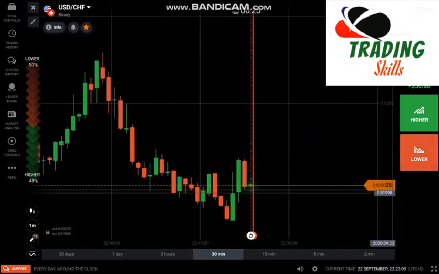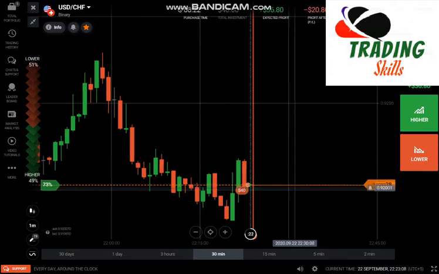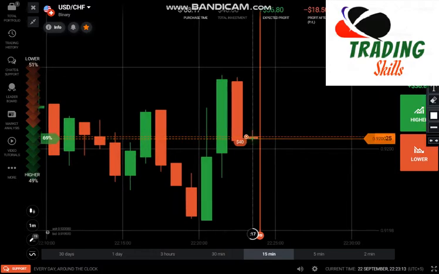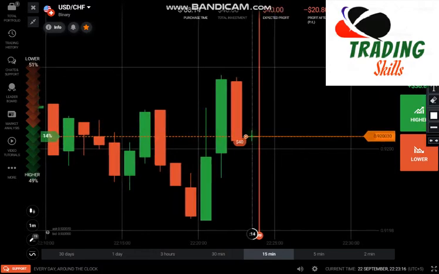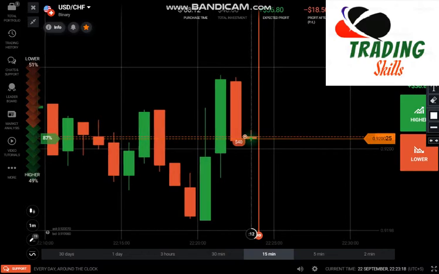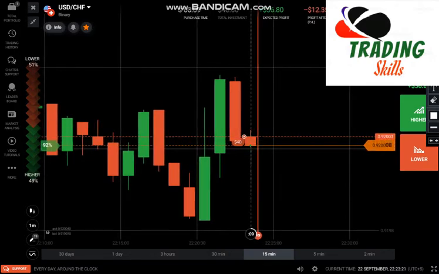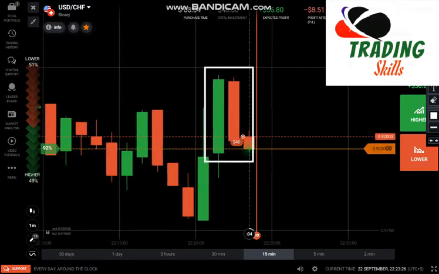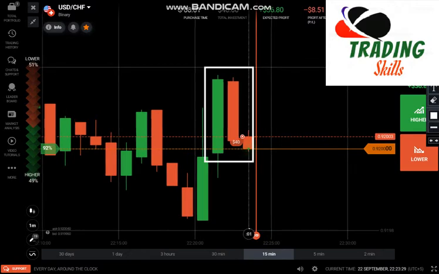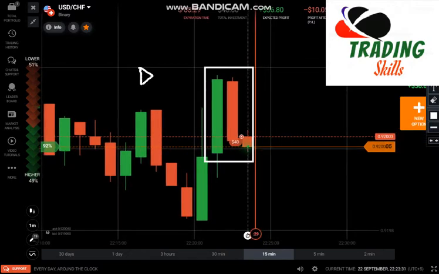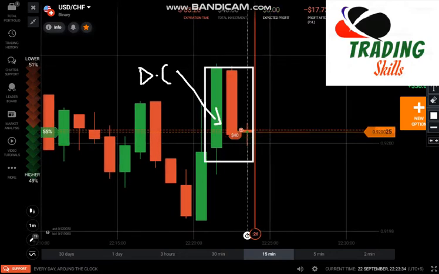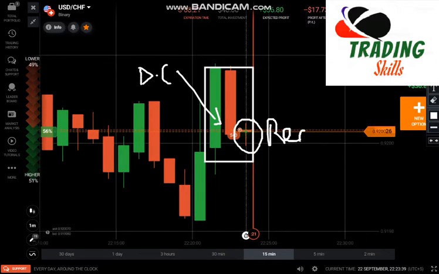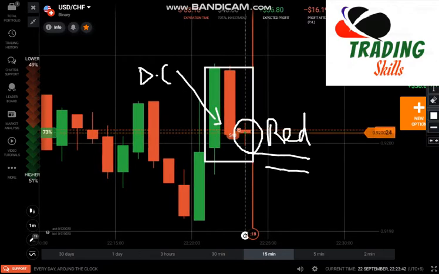So today I am going to show you how to predict the next candlestick by analyzing the market. You can see here, the first thing we need to do is to identify what's going on in the market. Here you are getting a pattern like dark cloud. So this is a dark cloud pattern, and dark cloud pattern shows that the market will go down and it will give you one red candle, at least one red candle. So you will get here a red candle.